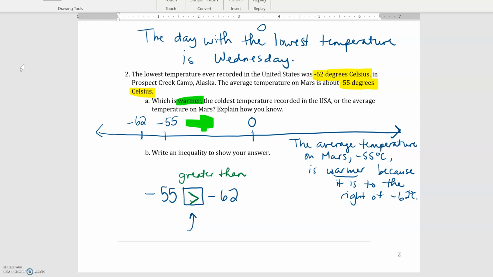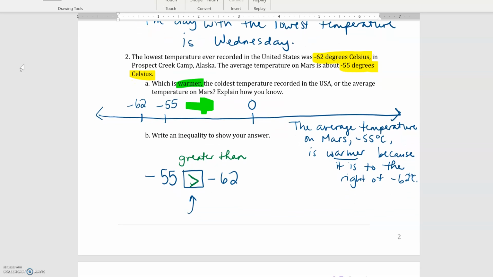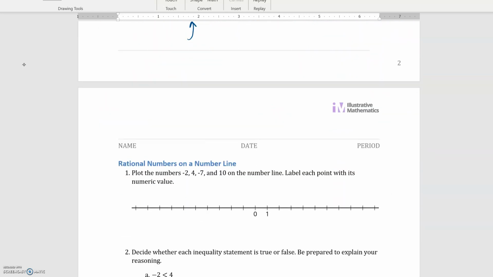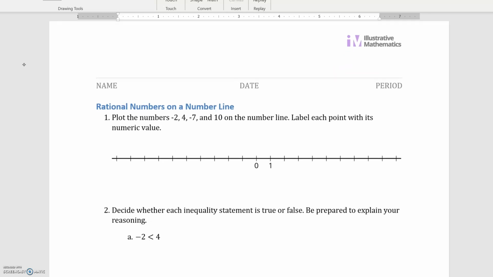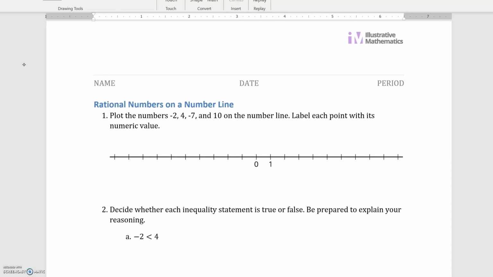Alright, we have one more example that you're going to do mostly on your own. So I'm going to scroll to that page now, to the back of your notes. We're going to do a lot of this work independently, and you're going to check with the video after you pause. So we're going to do another example, and it says here to plot the numbers negative 2, 4, negative 7, and 10 on a number line. Label each point with its numeric value. So right now I want you to take some time to use this number line and label all 4 numbers. Pause here and continue the video after you finish plotting all 4 numbers on the number line.